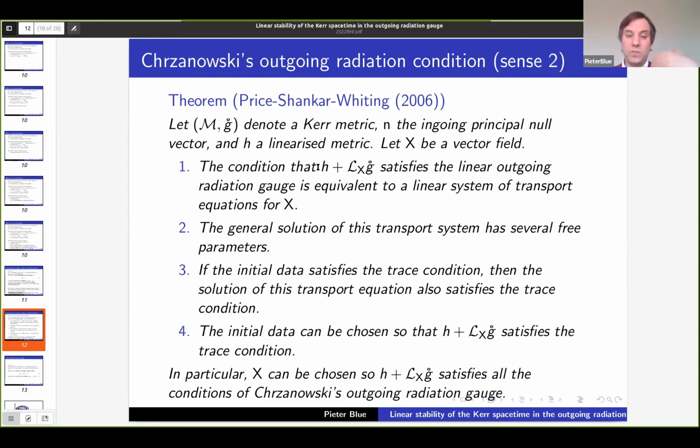And so you're using this residual gauge freedom that one can impose on the initial data to get that 5th condition. So in particular, they could choose a vector field x so that the transformed linear solution satisfies all 5 of Chrzanowski's outgoing radiation gauge conditions.